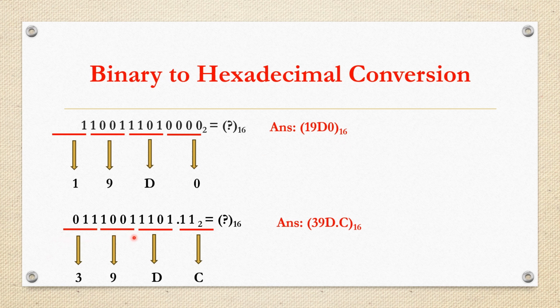Now let's see an example of a real number with the integer part and the fraction part. You can see that after the binary point there are only 2 bits, 1 1, so we have to assume there are 2 more zeros here, and if we add 2 zeros this is equivalent to C in hexadecimal, 1 1 0 0 is C for 12, and this 1 0 1 1 is B, 1 0 0 1 is 9, and 0 0 1 1 is 3. So this is the hexadecimal number 39B.C.